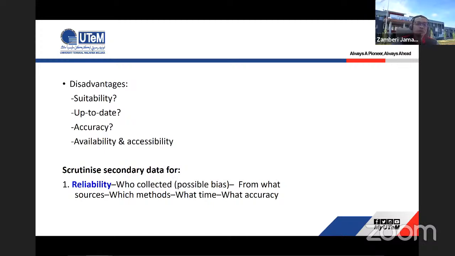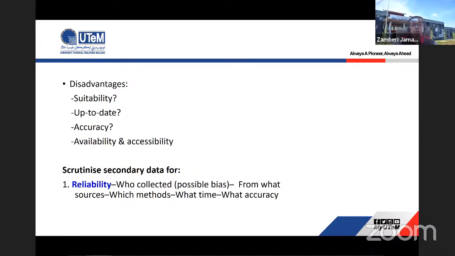We also have to check for the accuracy, availability and accessibility. Can we access those data? Those data could be restricted. Maybe because of patent issues, availability is limited, and we might not have access to those data. We might have to go through a third party library, for example, to access those data. Then we always have to scrutinize those secondary data for reliability.